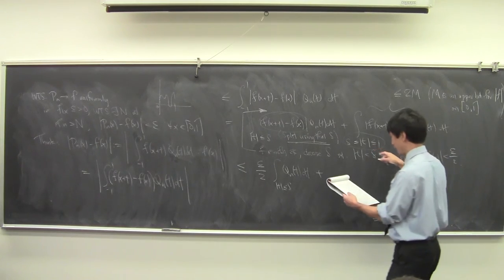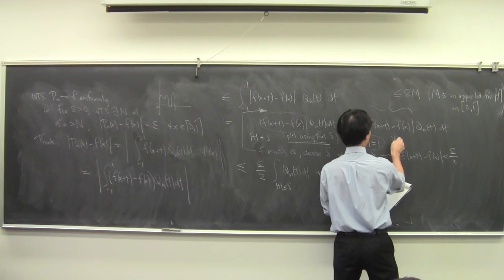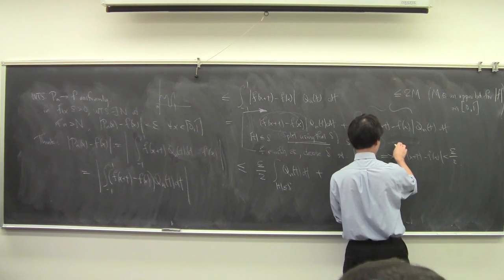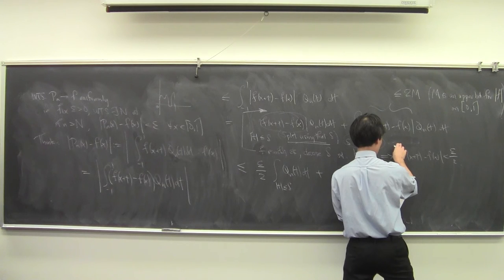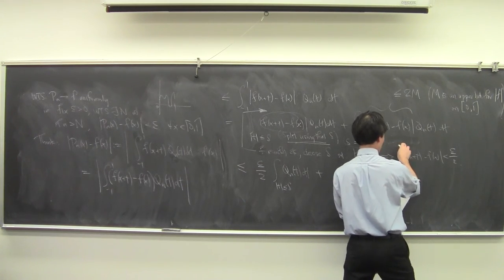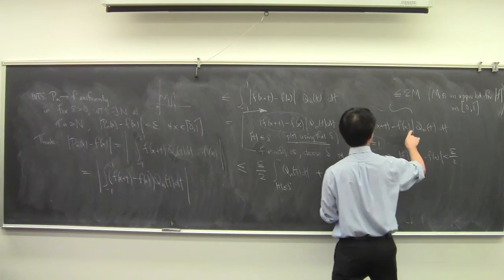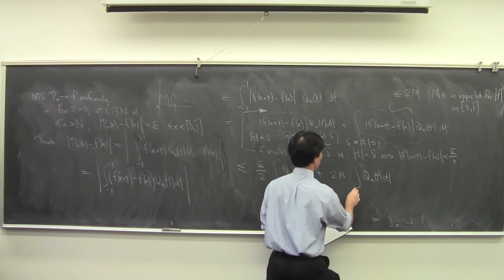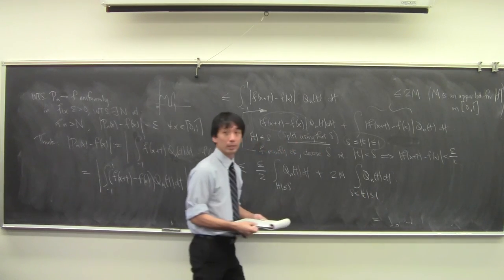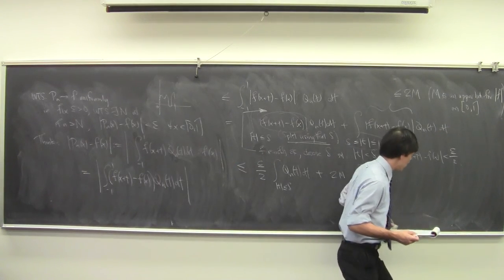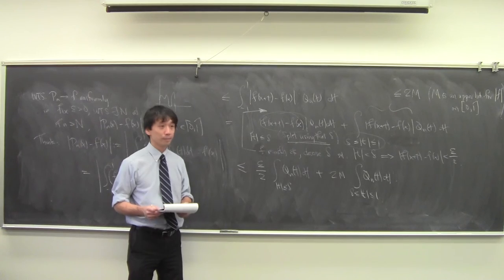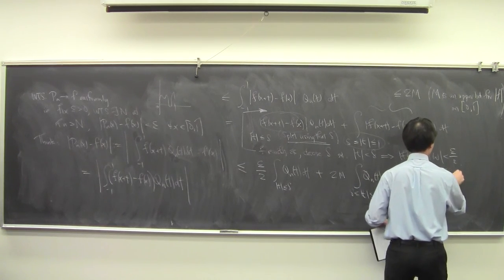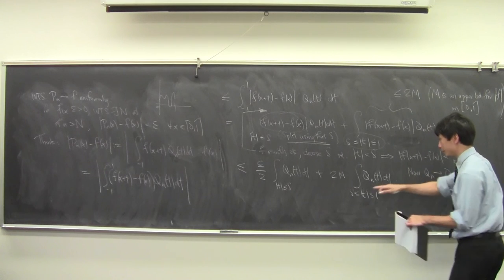We have uniform convergence here, so let me write it like this. This is less than or equal to 2M times the integral of q_n(t) dt over this interval. Okay. Almost there. Now, q_n goes to 0 uniformly on this interval here.